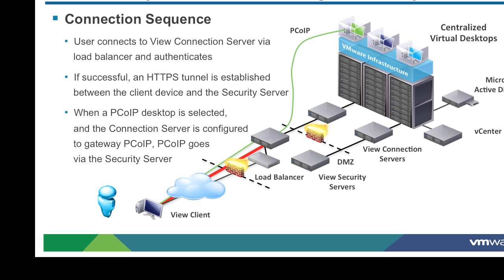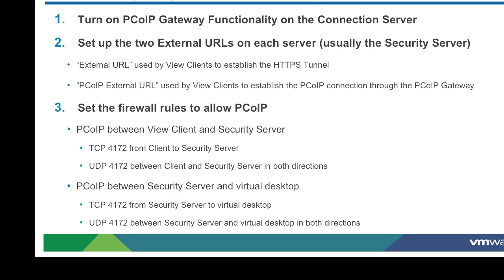So now let's get into the detail of how this is actually configured. There are three basic setup steps for PC over IP remote access with View 4.6. These three steps can be done in any order, but it won't work until all three have been done. So the first step is to turn on PC over IP gateway functionality on the connection server. When you do this, it means that the connection server and any security servers attached to that connection server will gateway PC over IP.